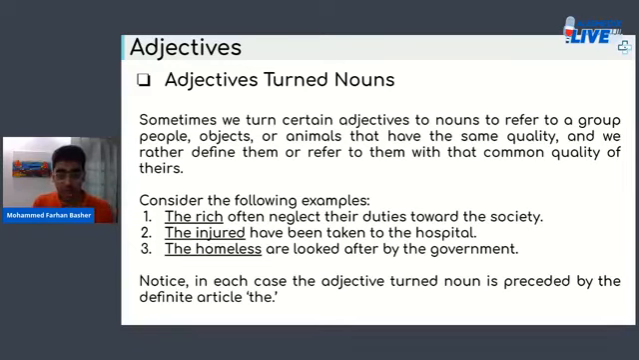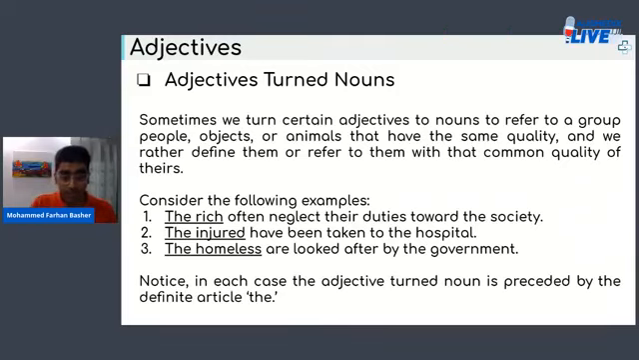So when I say the rich, I mean rich people. But instead of saying rich people, I could just say the rich, referring to the group of people who are rich. So I can say the rich often neglect their duties to the society. And since when I say the rich, I mean a number of people, so definitely the noun is plural. Therefore, the verb that follows must also be plural. So we say the rich are, not the rich is. The rich are neglectful or are not dutiful or are not responsible enough towards the society.